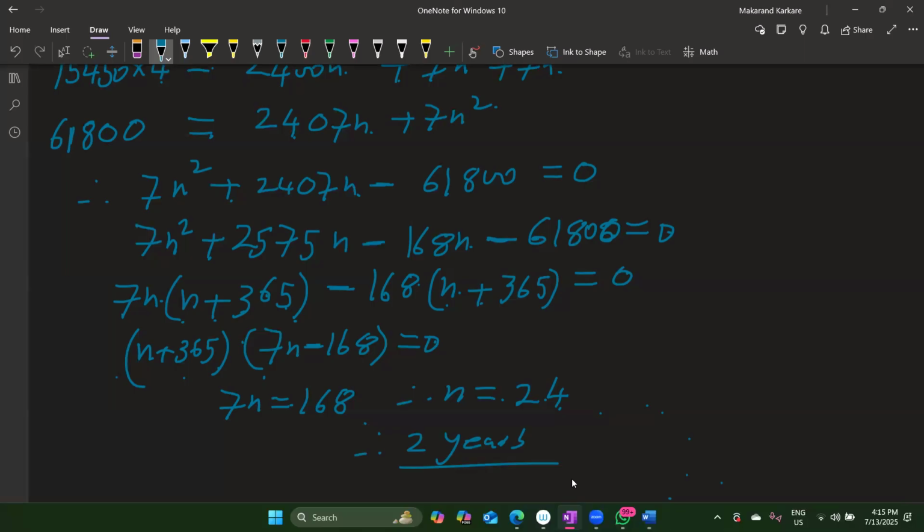Could we have divided by 7? Things could have been easier. So this could have become n squared plus, if I divide this by 7, that becomes 7, 21, 3, 7, 28. No, this doesn't work.